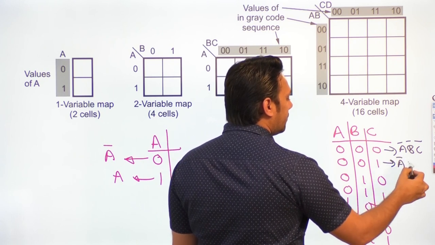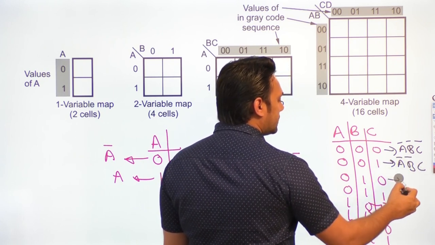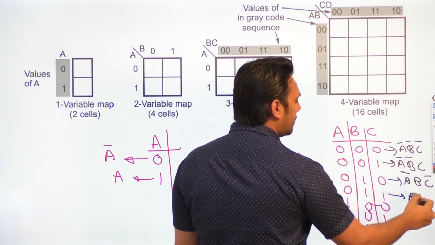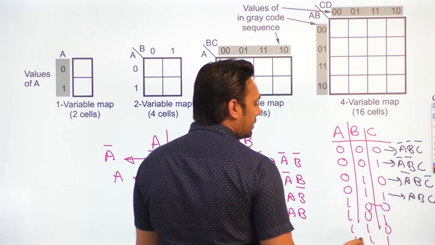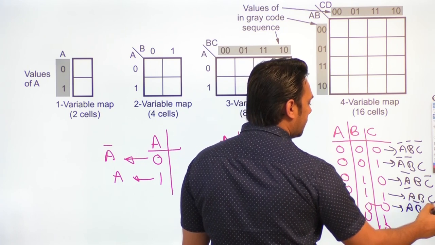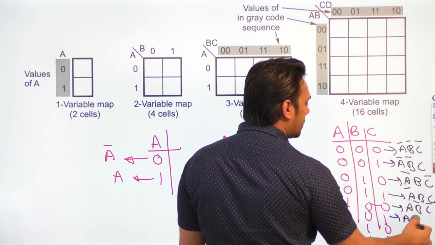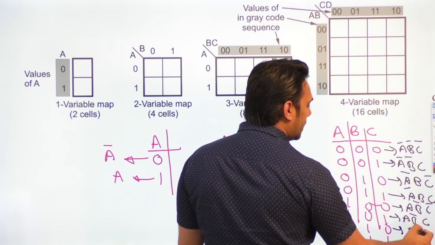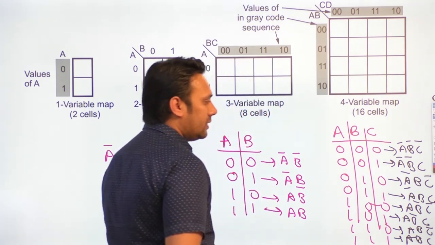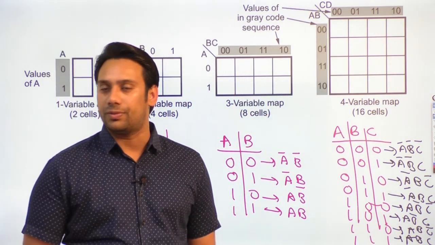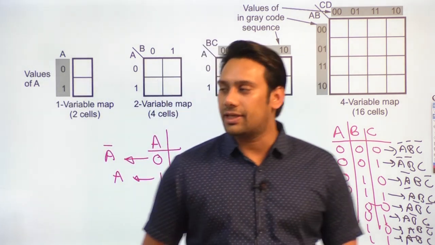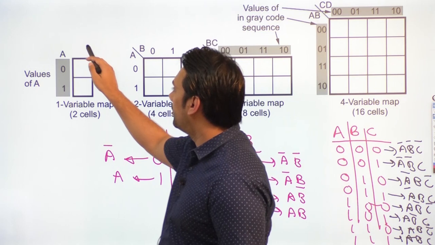This is representing a complement b complement c. This is representing a complement b c complement. This is representing a complement b c. This is representing a b complement c complement. It is representing a b complement c. This is representing a b c complement, and this one is representing a b c. So these are all the combinations. Correct? I hope all of these combinations are visible. Yes, it is visible.